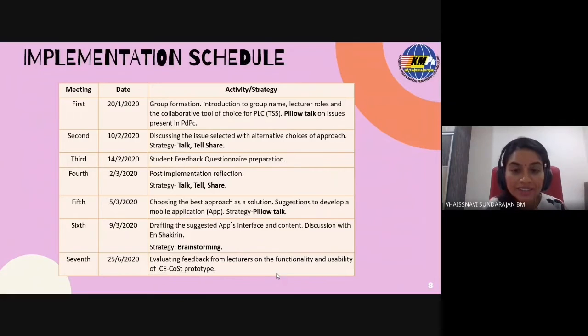Our teacher sharing session was done for a period of 10 weeks, excluding the times of NCO. Here, as you can see, we had 7 formal meetings, which brought us to the development of ICE-CoSt. During each meeting, we made sure that we were using approaches highlighted under the teacher sharing session, namely pillow talk, tell, share, and brainstorming.